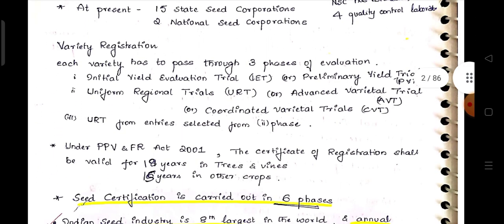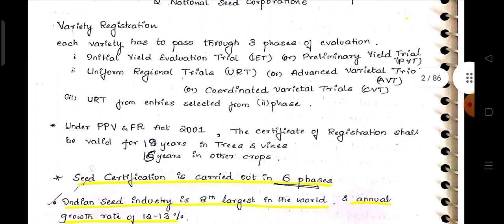Coming to varietal registration. Each variety has to pass through three phases of evaluation. First one is initial yield evaluation trial, also called as IET or preliminary yield trial. In different crops it is called with a different name. Generally it is called as preliminary yield trial. The second one is AVT, Advanced Varietal Trial or Uniform Regional Trial.